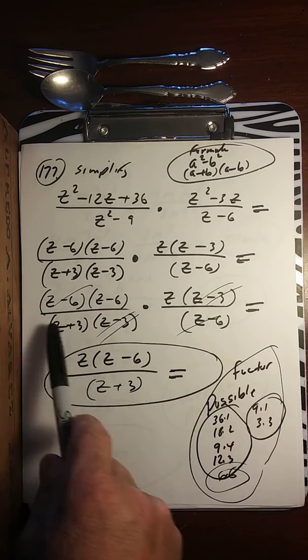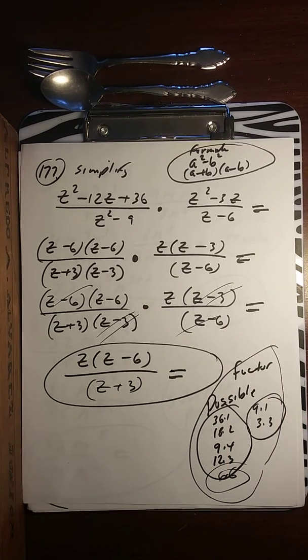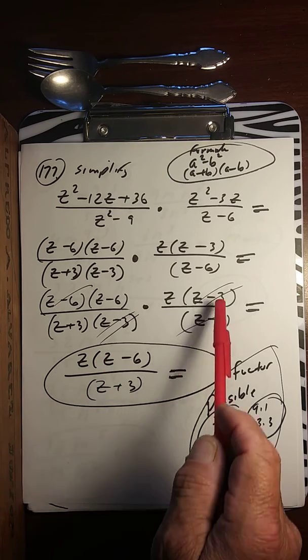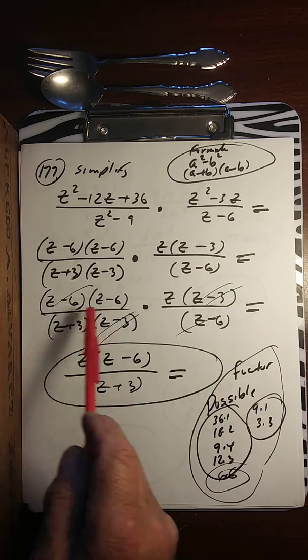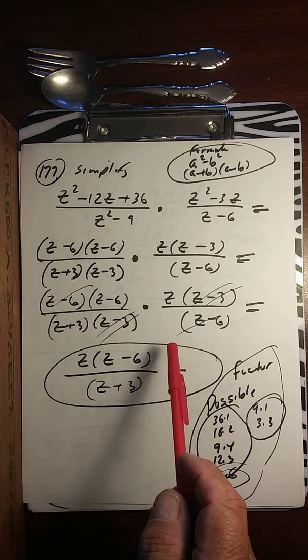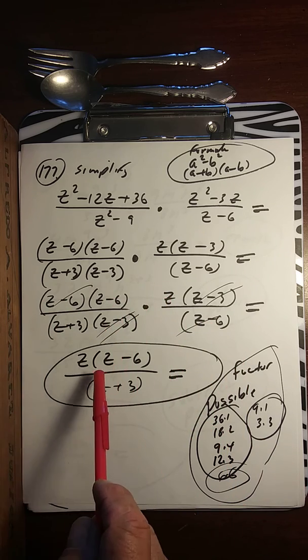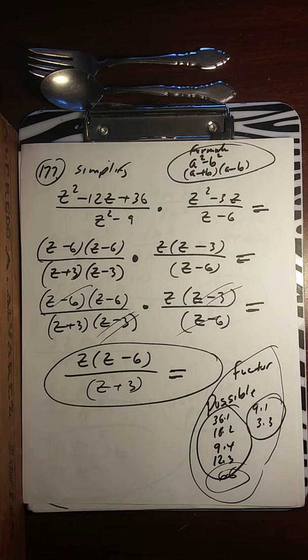So now, copy it down again. And can we cancel things out? Let's see. Z minus 3, gone. And 6 and minus 6, yep, those are gone. What's left over is z times this over that one.